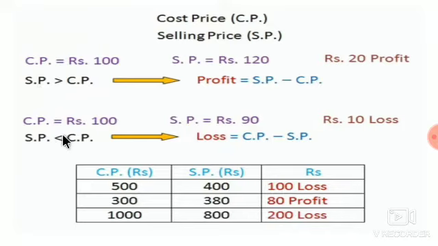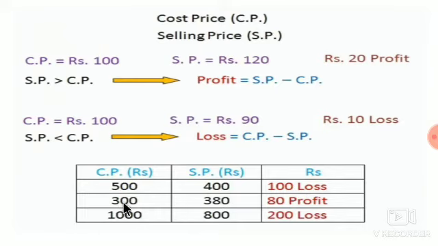and the answer. Here CP is 100, SP is 90, so 10 rupees loss, because SP is smaller than CP, and here SP is greater than CP. So when SP is greater than CP, profit is incurred; when SP is smaller than CP, loss is incurred. See some examples here. If CP is 500 and SP is 400, that person will get less amount. How much? 100 rupees. So that person incurred a loss here.